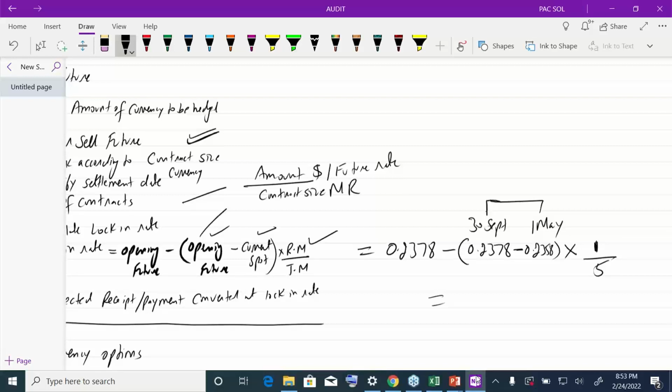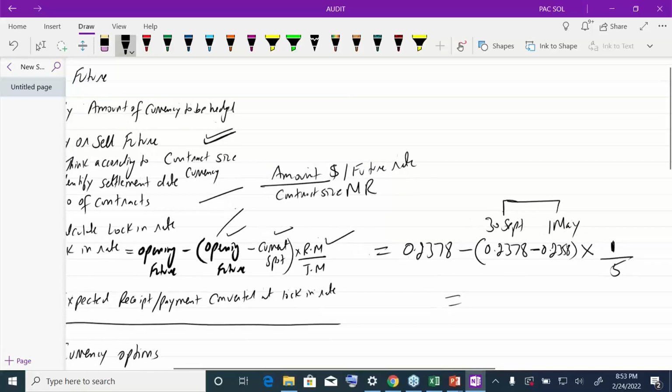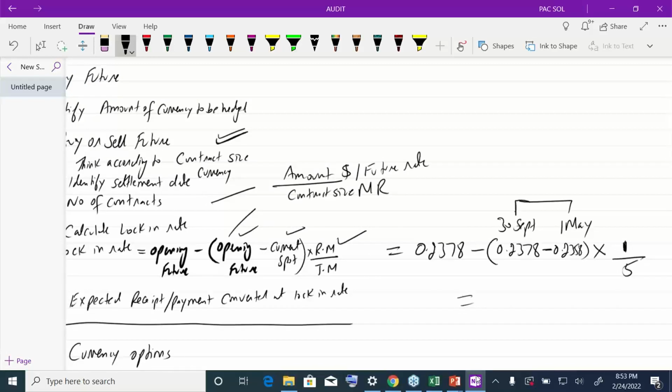So please calculate the lock-in rate. It will be equal to 0.2378 minus 0.2358 into 1 divided by 5 minus 0.2378. 0.2374 is the answer. Whenever you are using this formula, you will always be able to calculate the lock-in rate.